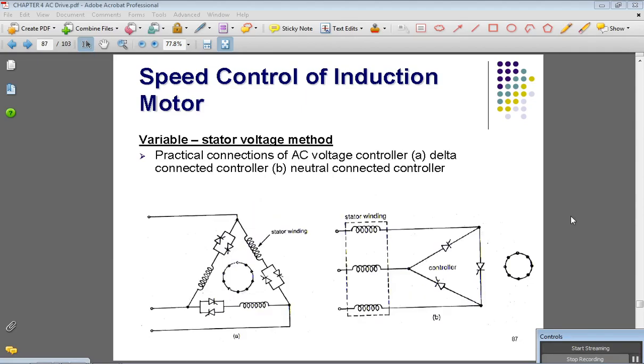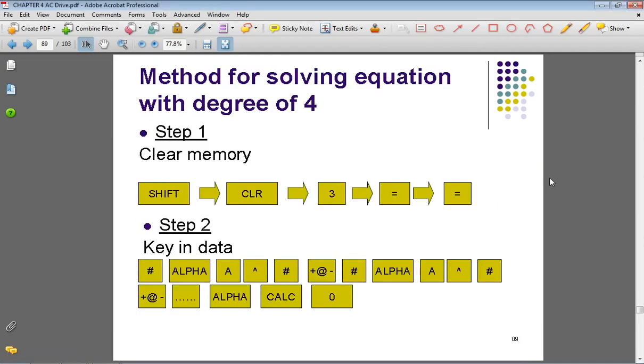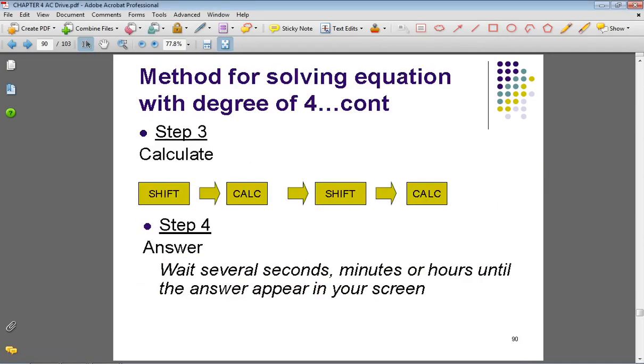In this slide, you can see other arrangements of AC voltage controller: A, delta connected controller, and B, neutral connected controller. But the focus is still the same, to control the voltage received by the stator side. Example 4 will be discussed in the next video together with the method for solving equation with degree of 4, slides 89 and 90.